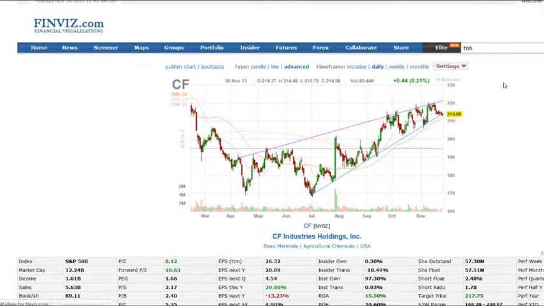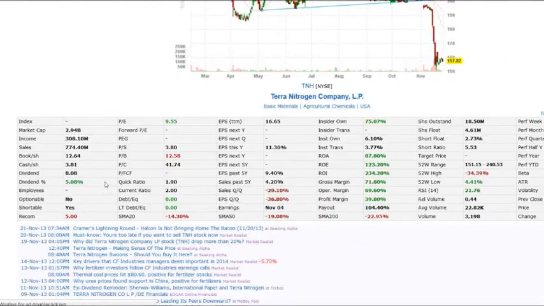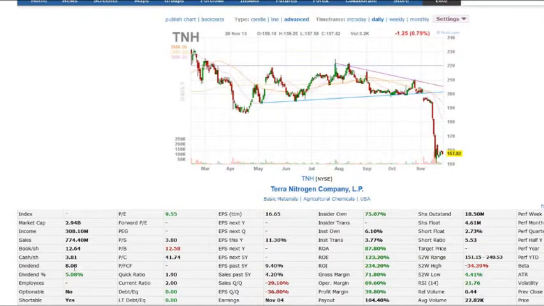Let's pull up TNH, Terra Nitrogen. Take a look at their dividend percentage at 5%. For a while this was much higher, but look at the stock. The stock's gone from 210 down to 150. What's happening to the dividend percentage? Well, it's rising. That's a beautiful dividend, isn't it? 5%. You just go buy Terra Nitrogen and make 5% a year on it. You think, hey, home run.